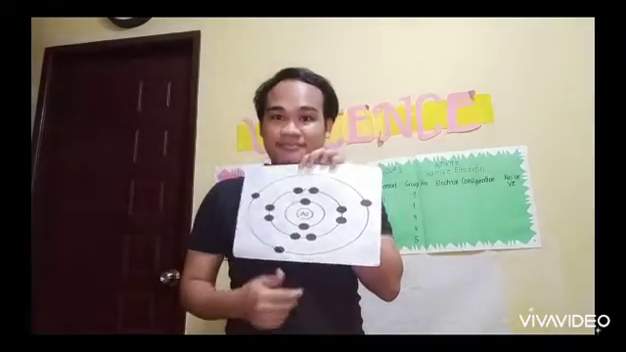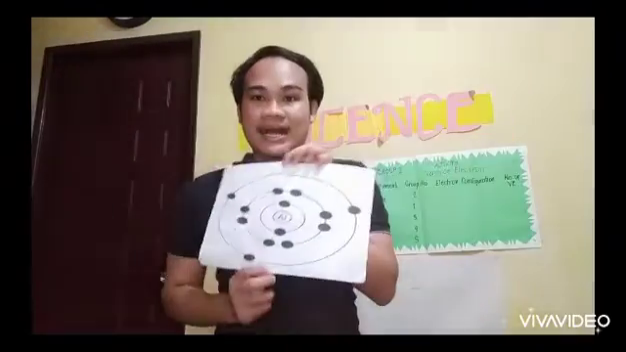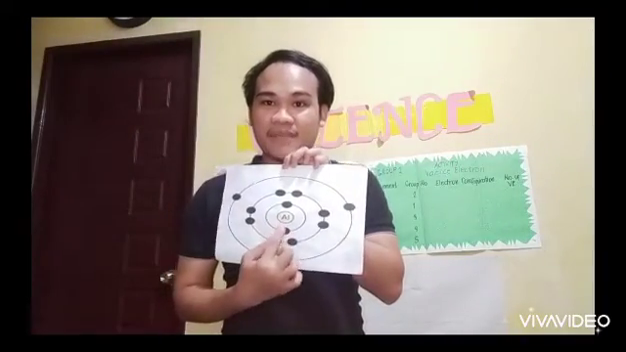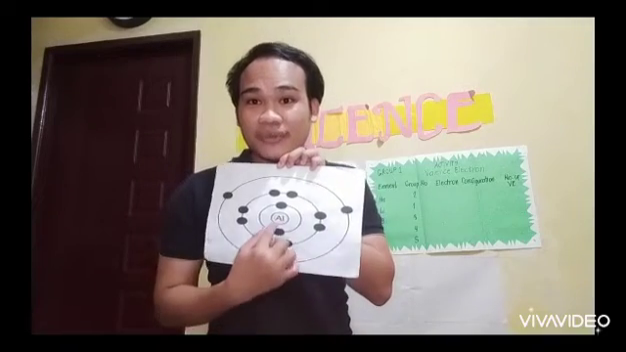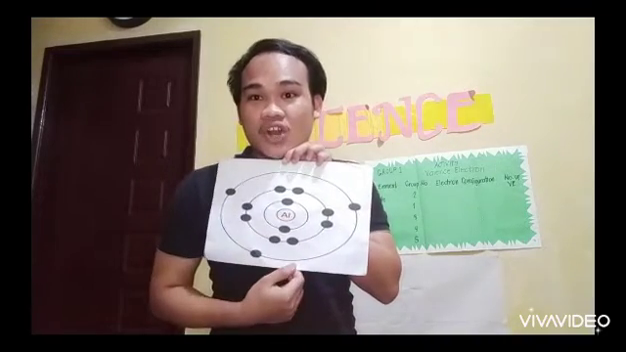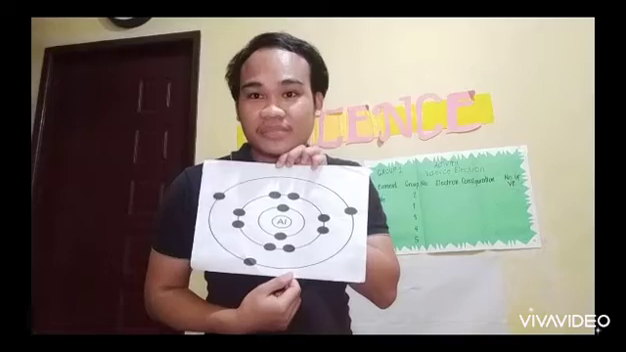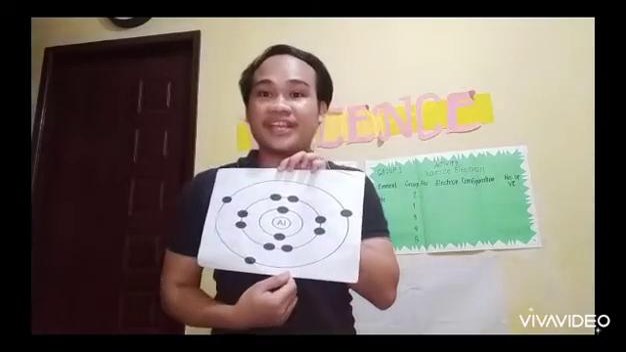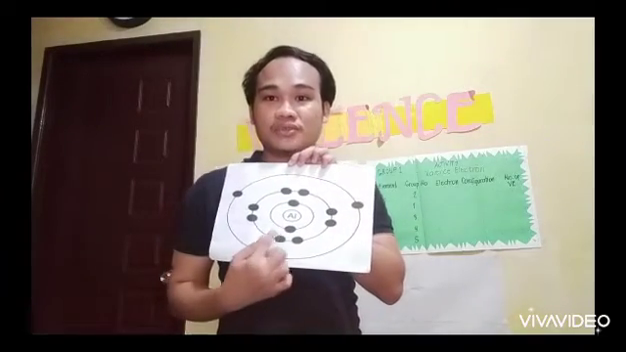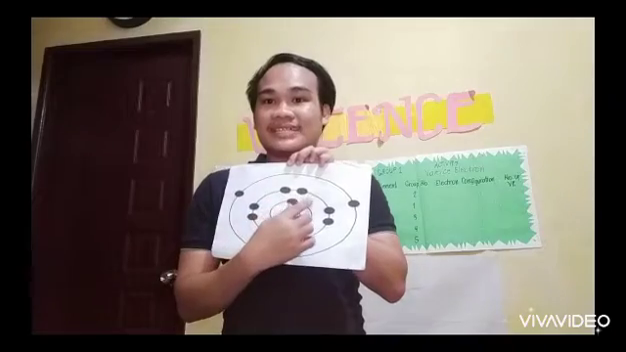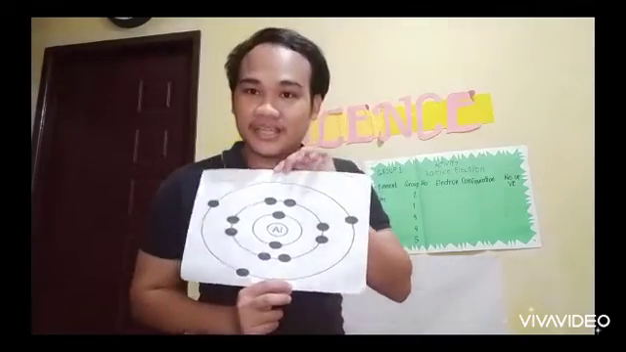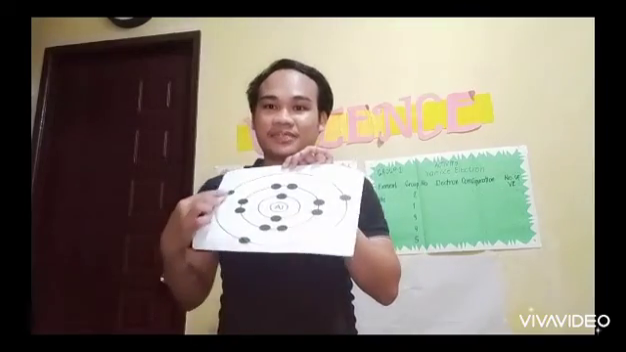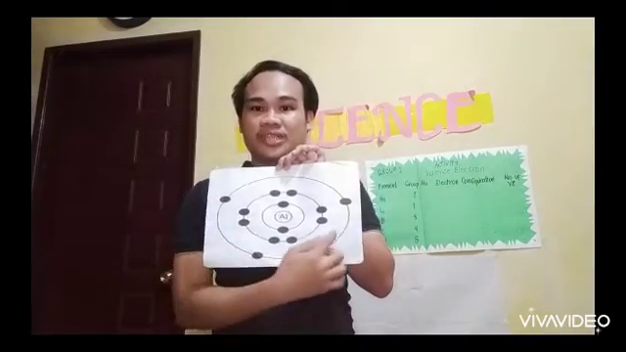At the first orbit, how many electrons do we have? We have 2 electrons in the first orbit. In the second orbit we have 8 electrons: 1, 2, 3, 4, 5, 6, 7, 8. And in the last orbit, how many electrons do we have? We have 3 electrons: 1, 2, 3.